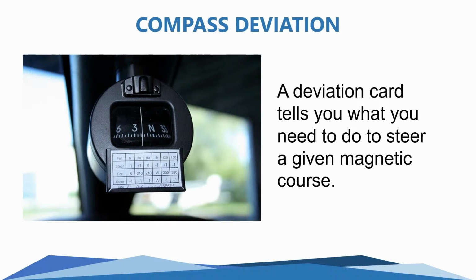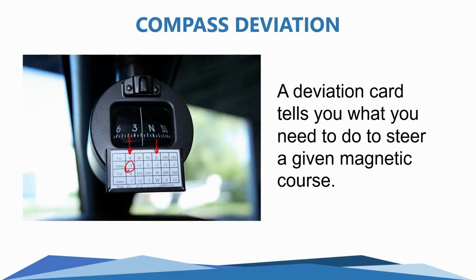So in the example that I have here, going way back a couple weeks, if we wanted to truly fly north, we would have to subtract 1 from the value that we're trying to fly. So instead of flying 360 or 0, we'd have to fly 359. If I wanted to fly east, instead of flying 090, I would have to subtract 1 and fly 089. This is actually a pretty good compass.